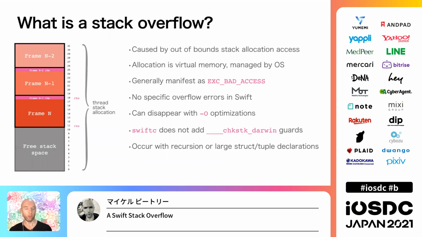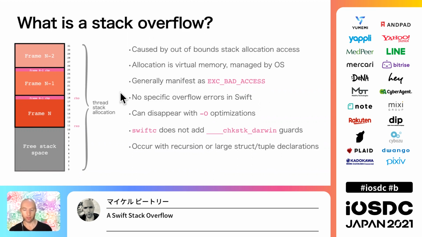So with that, we should be able to explain what a stack overflow is very easily. A stack overflow is just caused by out-of-bounds stack allocation access. As we know, the stack grows down towards lower addresses, but it's just an allocation, like any allocation managed by the OS. So if our stack grows too large, we step off the end and we try and access memory that is not allocated by the OS. Because it's just an allocation, we don't get any specific stack overflow error. We just get an EXC_BAD_ACCESS error.